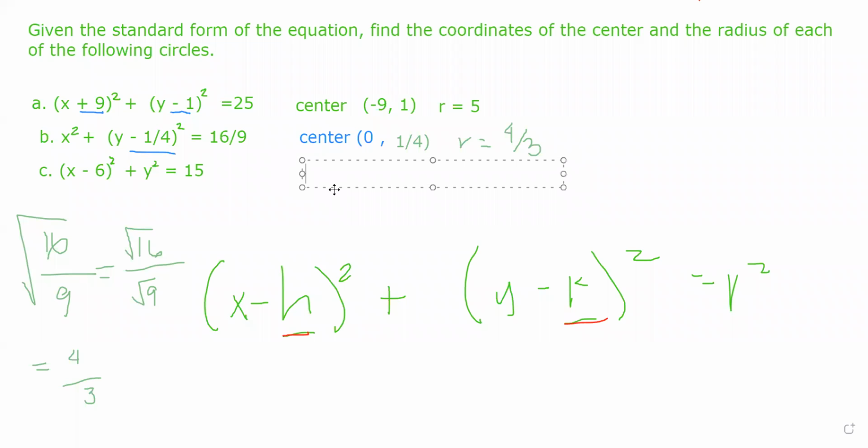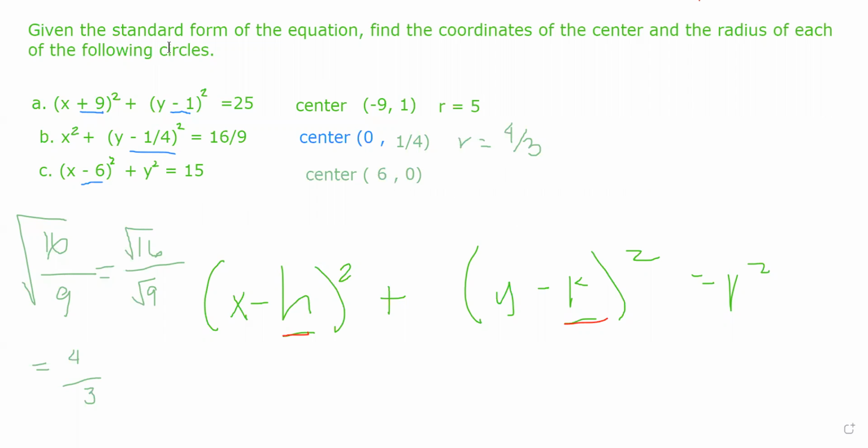Next, for our third example, the center, the value of h, here we have −6. So our h is +6, or simply 6. And then for the value of k, since this is simply y² and we don't have the value of k, that is 0. So the center is (6, 0).